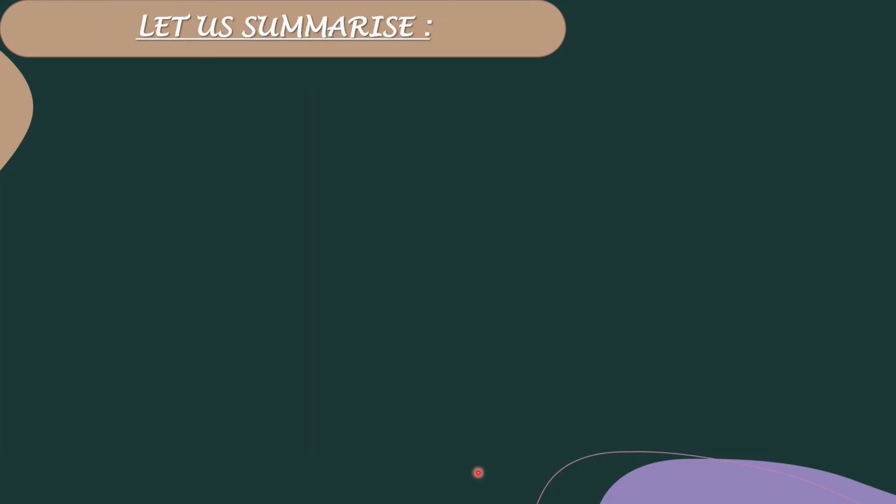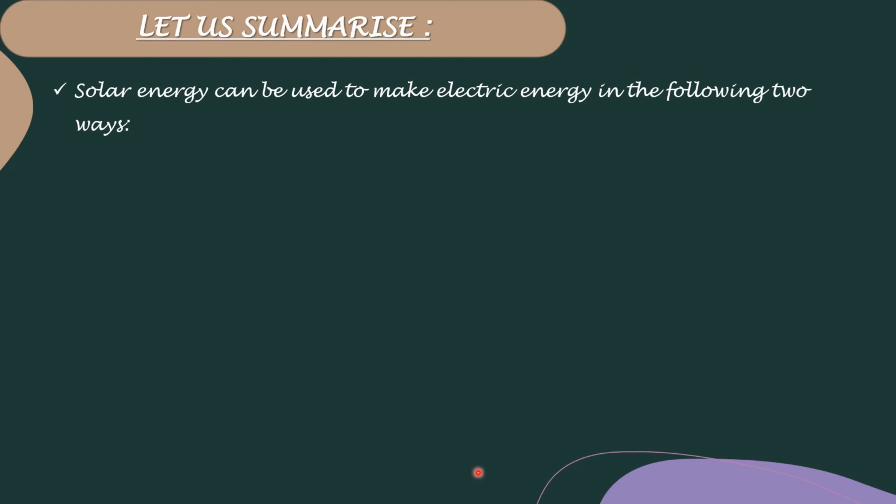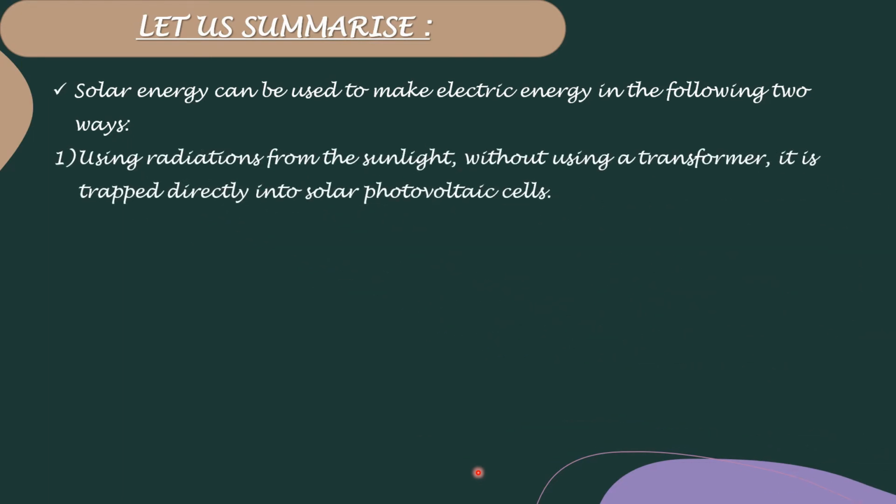Students, now let us summarize what we have learned in today's module. So we learned that solar energy can be used to make electric energy in two ways. The two ways are: using radiations from the sunlight without using a transformer, it is trapped directly in solar photovoltaic cells, and the electrical energy is produced from solar energy due to direct conversion occurring in photovoltaic cells.